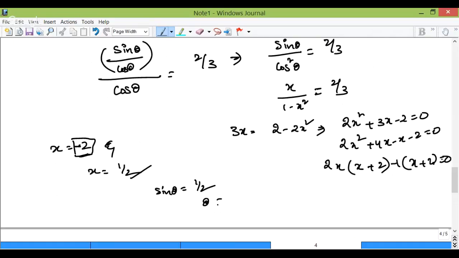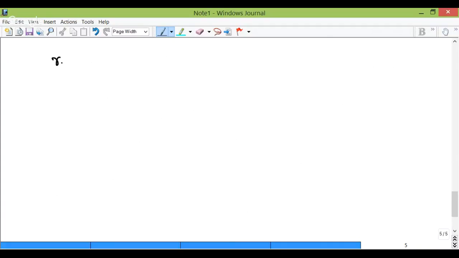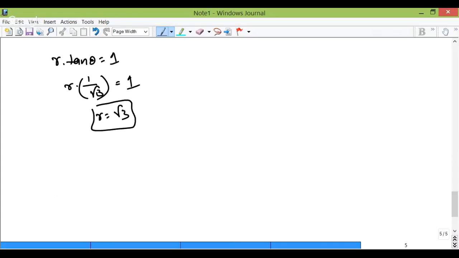Now theta value will be equal to 30 degrees. Now go to the question. R tan theta is equal to 1. What's the value of tan 30? Which is equal to 1 by root 3. So R is equal to root 3.